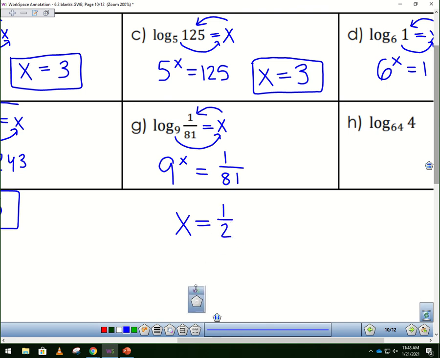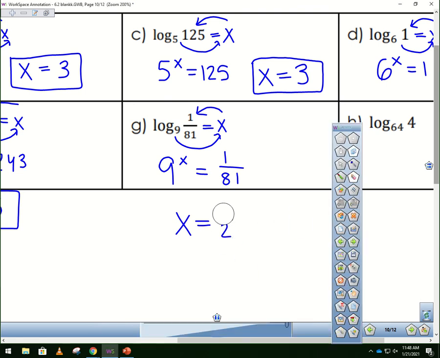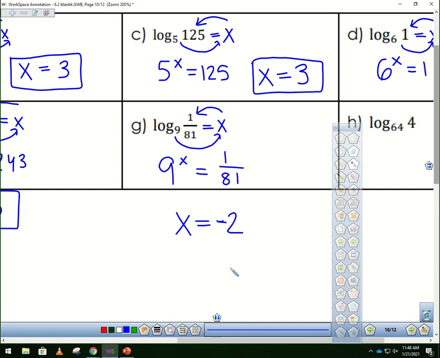No, wait, hang on, not 1/2, sorry. Negative 2. That's what I meant to say, sorry. Negative 2, you're right. Yep, so if you ever have a reciprocal like this, it's negative because remember, when you put something to a negative exponent, it brings it to the denominator.